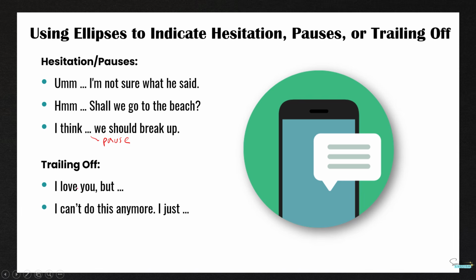We can also use an ellipsis for trailing off. "I love you, but..." and that means our sentence is trailing off. We're not finishing the sentence. "I can't do this anymore. I just..." We're not finishing the sentence. It is incomplete. Or we have more to say and we just don't say it. We can use an ellipsis.